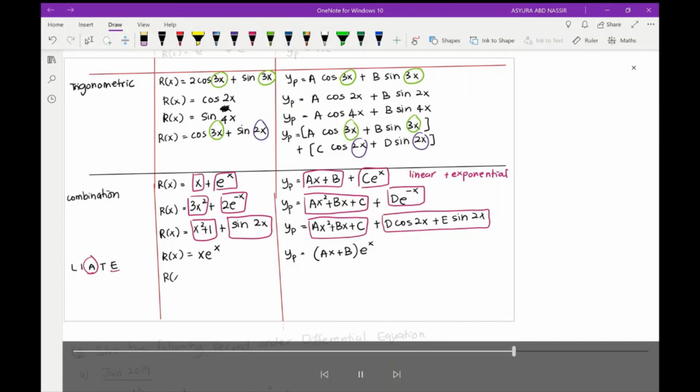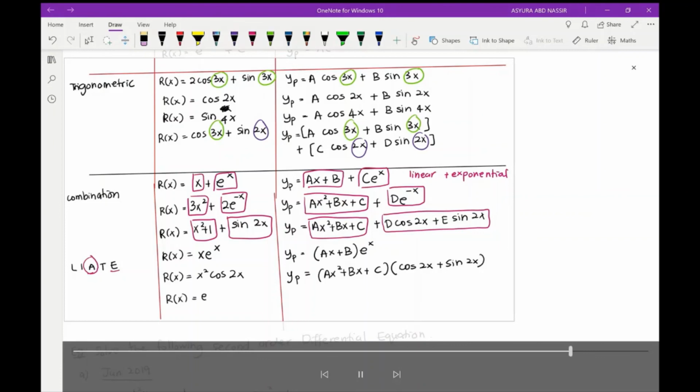Alright, next. Rx equals x squared cos 2x. So you have an algebra, x squared is a quadratic, which is algebra, and you have a trigonometric function. You just put the constants in your algebra function, in your quadratic function. That is Yp equals (ax squared plus bx plus c) times, for the trigonometric function you don't have to put the constant, so you just put cos 2x plus sine 2x.